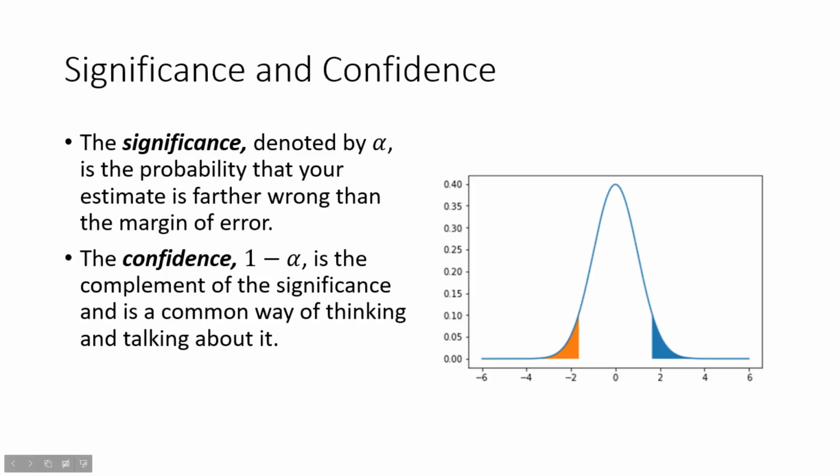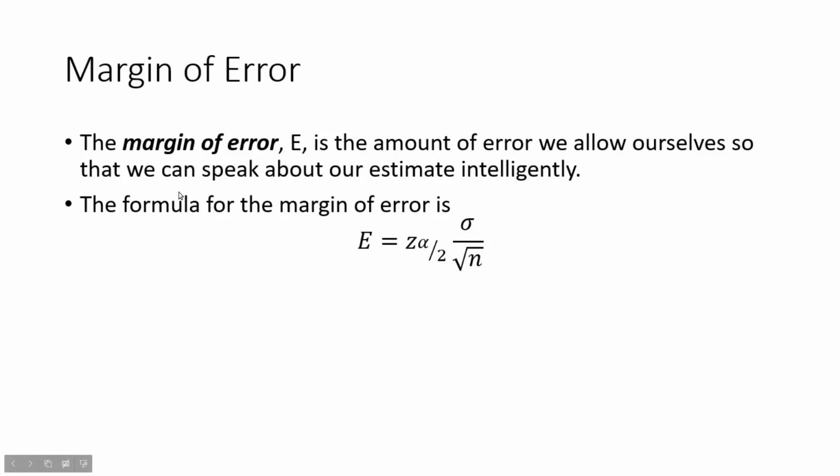And so whereas our alphas are typically small for what we would consider a good conservative answer, our confidences will be larger for a good and conservative answer. The margin of error E is the amount of error we allow ourselves so that we can speak about our estimate intelligently. And the formula for the margin of error is given here.